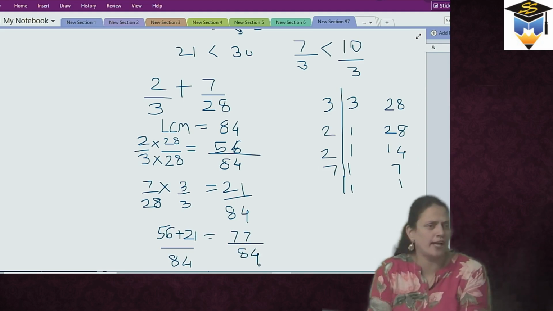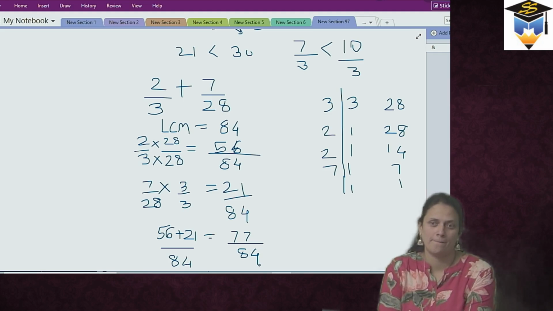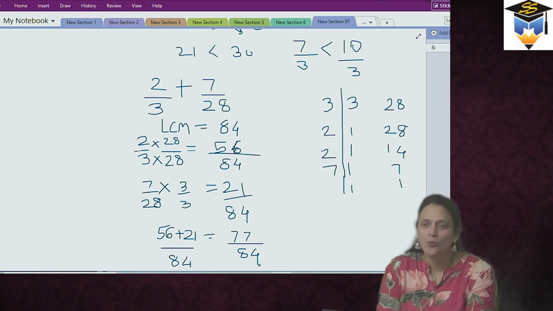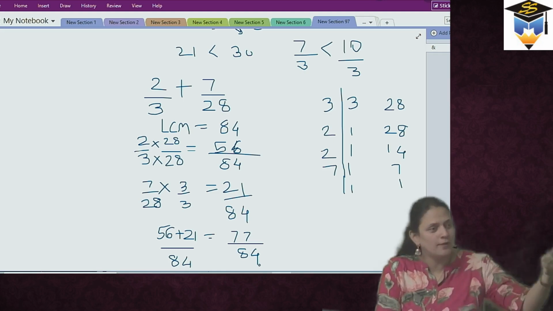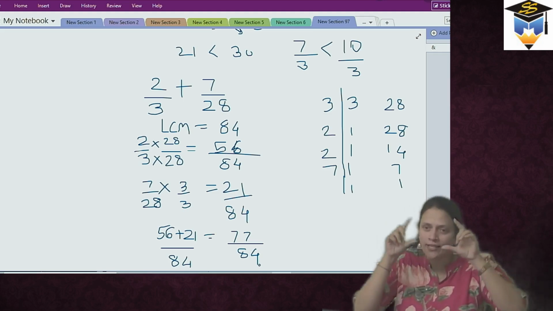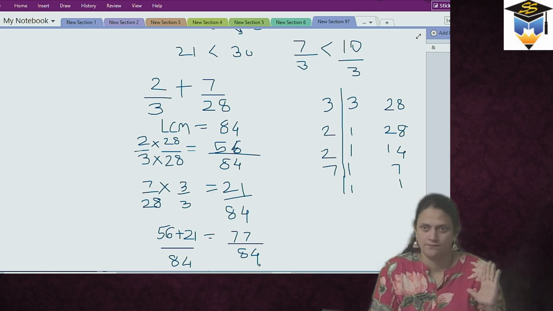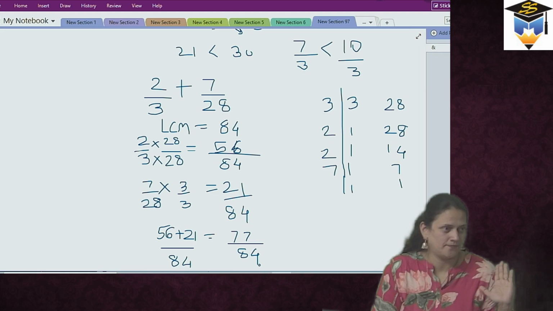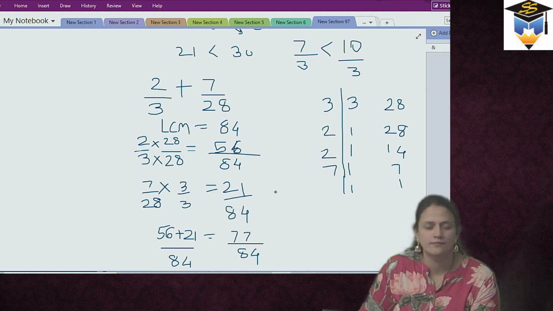Now tell me, will this be the final answer? Do we need to convert it to the lowest form? Yes. Always remember, whenever you do addition, subtraction, multiplication, division, जो final answer आएगा, that you will have to convert to the lowest form. So जब जब fraction दिखेगा, check whether it is in the lowest form. So the answer is going to be 11 upon 12.